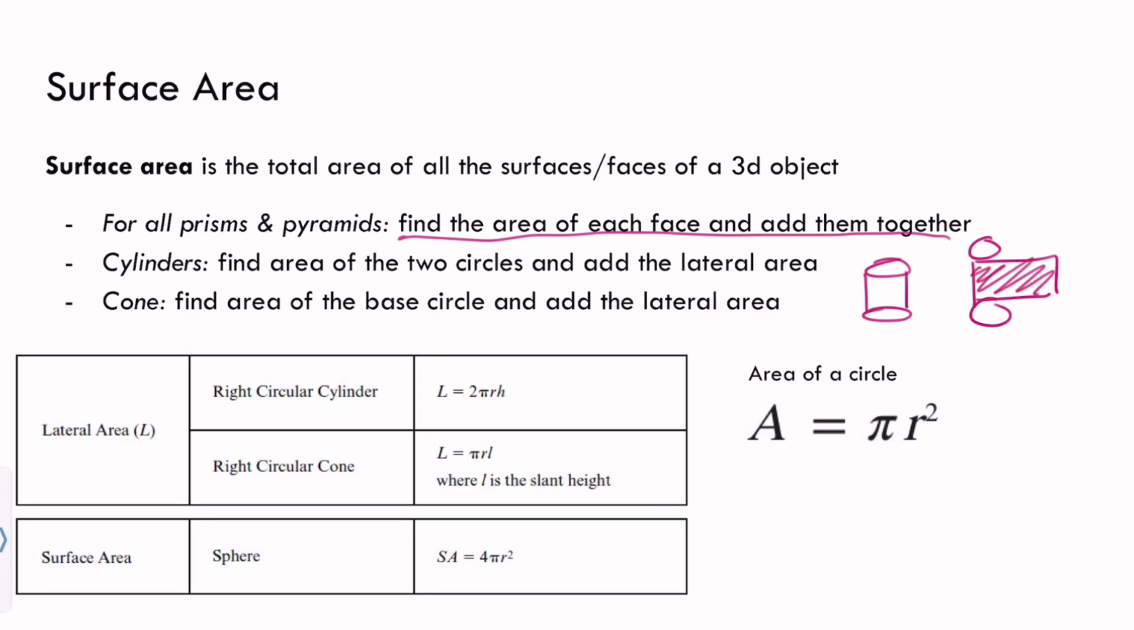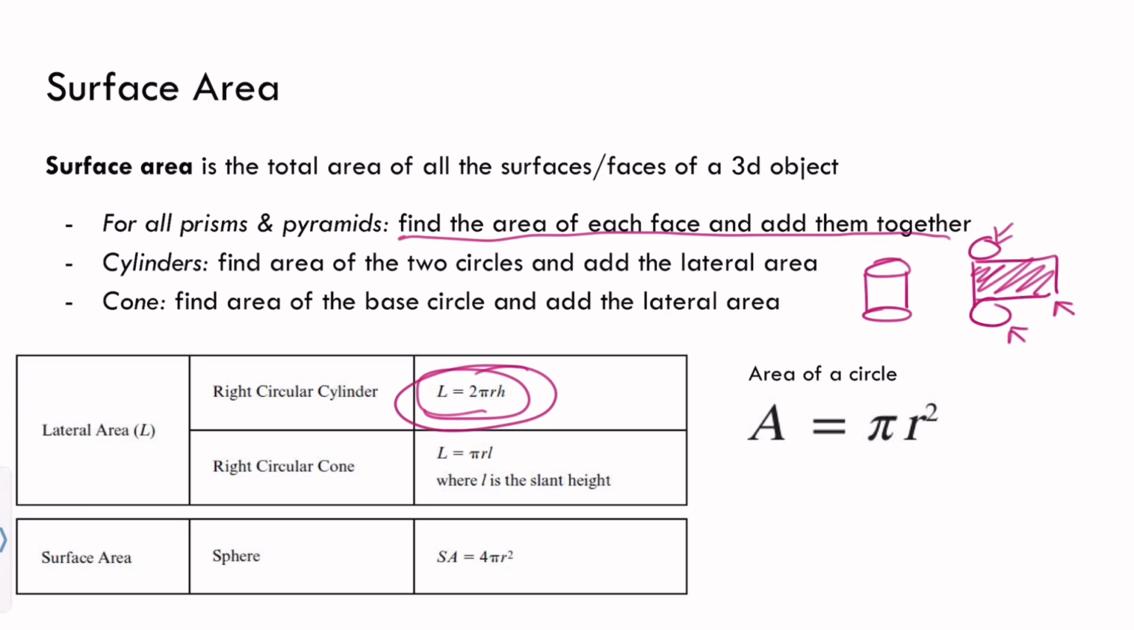So this rectangular section is known as the lateral area, and on your reference table it tells you that the lateral area of a cylinder is equal to this equation right here. So what you want to do is just find the area of these two circles right here and then add it to the lateral area right here, which you can find using, again, this equation.